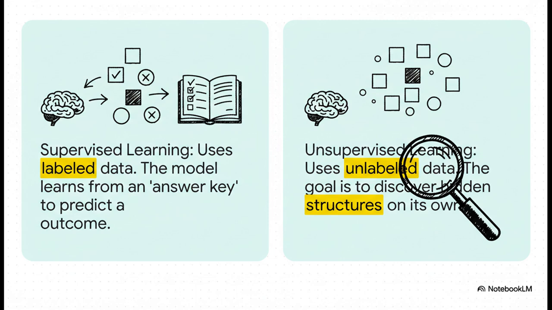Do you have an answer key? If your data is labeled, meaning you already know the correct answers for your training examples, then you're on the supervised learning path. But if your data is unlabeled, and your whole goal is to just discover hidden structures on its own, then you're on the unsupervised path.